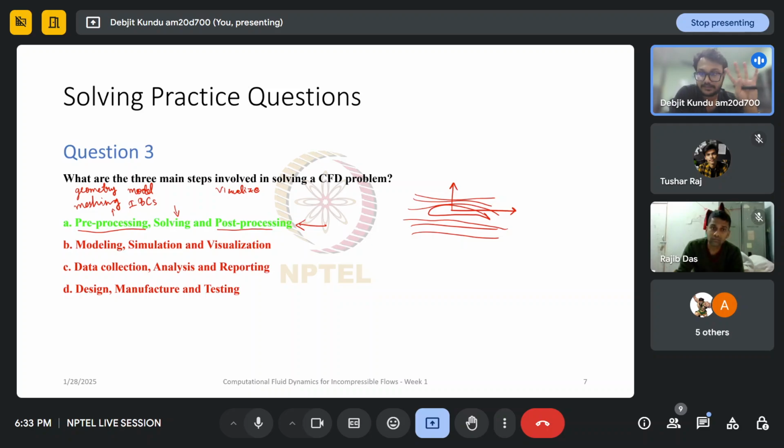I hope that explains this whole, what can I say, protocol of solving a CFD problem. So if you have any questions, please shoot them now.